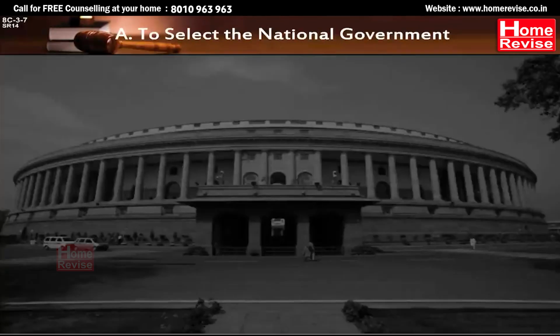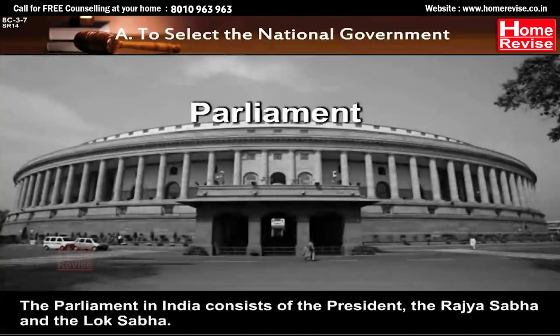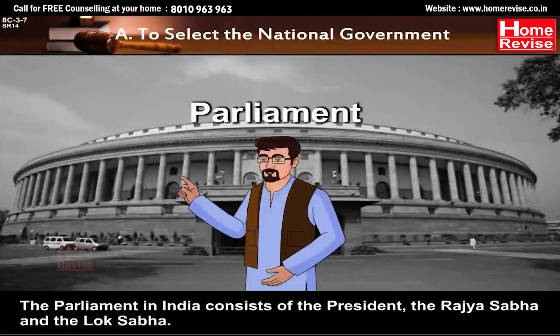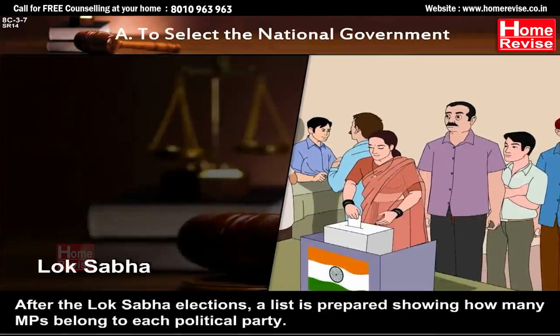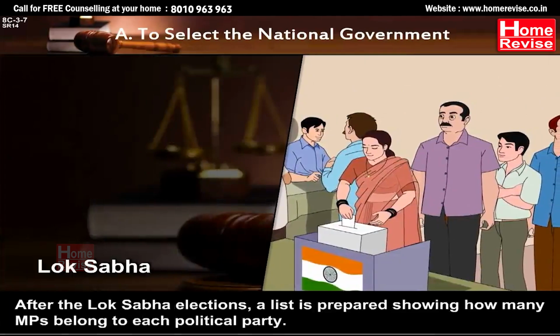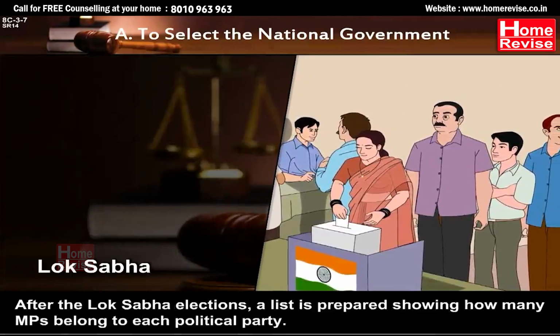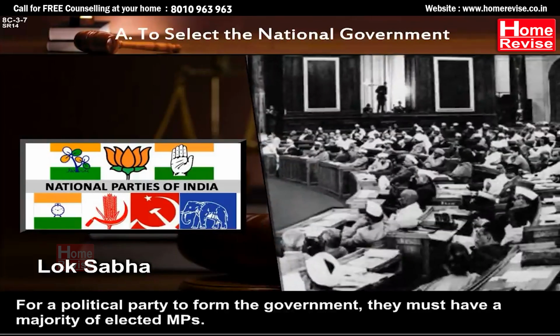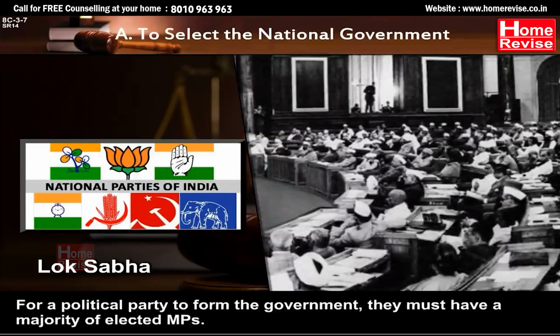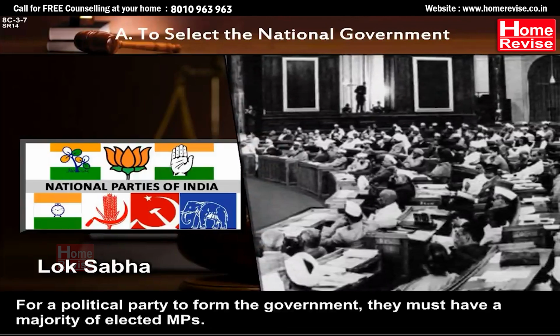A. To select the national government. The Parliament in India consists of the President, the Rajya Sabha, and the Lok Sabha. After the Lok Sabha elections, a list is prepared showing how many MPs belong to each political party. For a political party to form the government, they must have a majority of elected MPs.